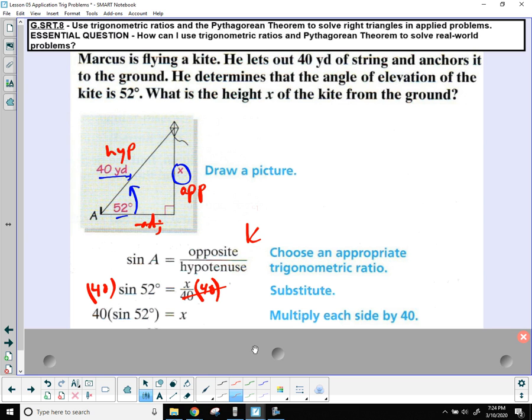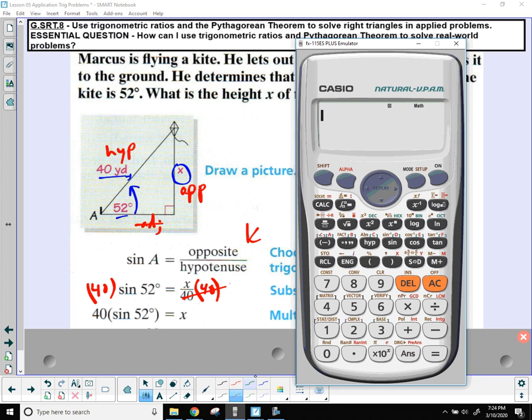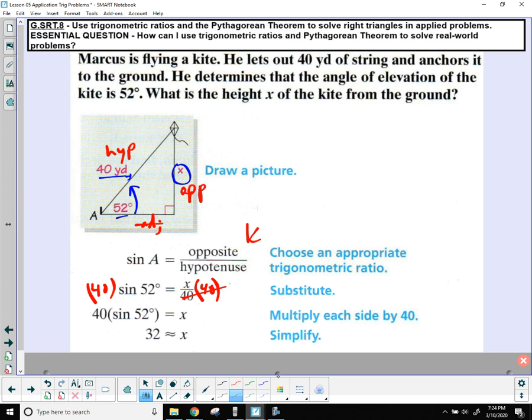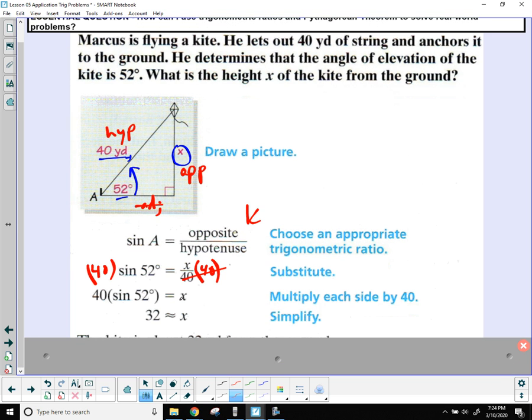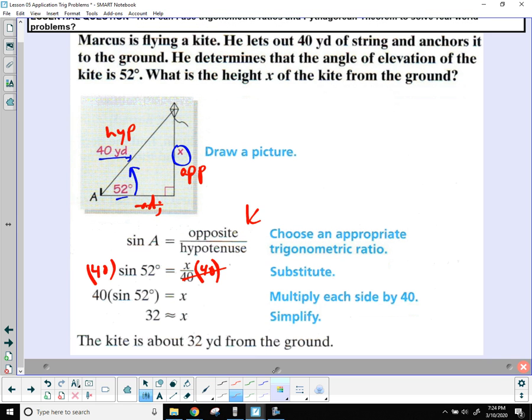From here, you just plug it into your calculator. Okay, so 40 times sine 52. And we get 31.5. Notice it's in degrees. 31.5. I think they just rounded it to 32. Again, follow directions as far as rounding goes. So the kite is about 32 yards from the ground.